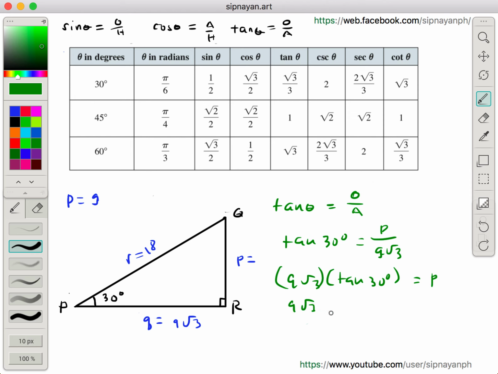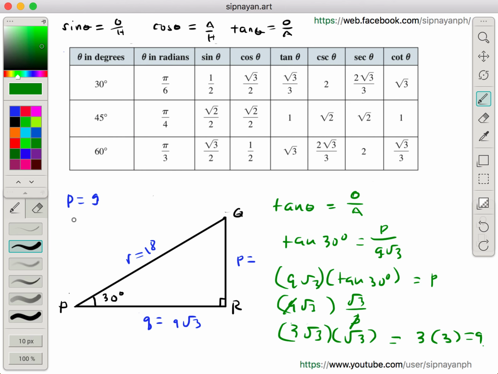Okay, so, ano ang tangent 30 degrees? 9 square root of 3. What is tangent 30 degrees? 30 degrees tangent. Saan yung tangent? Square root of 3 over 3. So, pwede ako mag-cancel dito? Pwede, di ba? Magiging 3. 3 square root of 3 times square root of 3. Ano ang square root of 3 times square root of 3? Diba 3? So, meaning 3 times 3, which is equal to 9. So, 9 pa rin para dito.